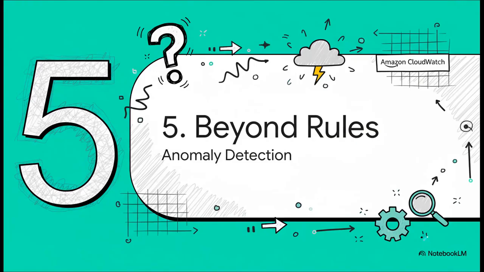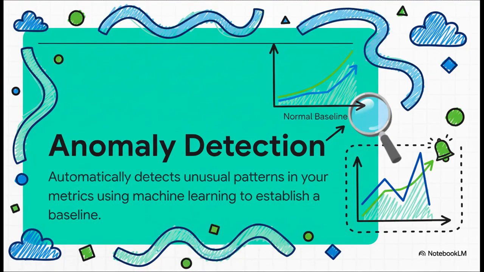So far, everything we've done is based on rules we defined. But what about the problems you didn't see coming? The unknown unknowns. This is where we go beyond simple thresholds and enter the world of intelligent monitoring with CloudWatch anomaly detection. So instead of you setting a static number like 100, anomaly detection uses machine learning to learn your application's natural heartbeat. It figures out what normal looks like on a Tuesday afternoon versus a Saturday night. Then it only alerts you when a metric does something weird and deviates from that expected pattern, even if it hasn't crossed some arbitrary limit you set months ago.